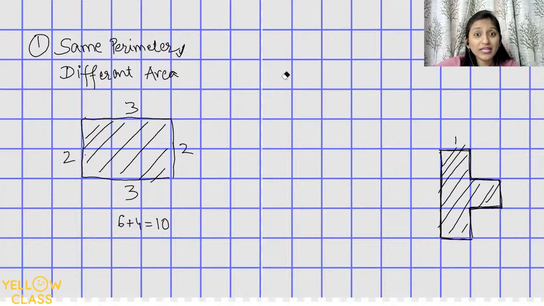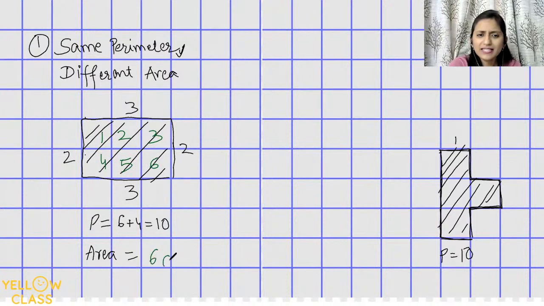So these two shapes I got have the same perimeter, which is 10. So what about the area? Area is nothing but the squares in it. So 1, 2, 3, 4, 5, 6. That will be 6 centimeters square. We can say this is in centimeters. And what about this area? Again, 1, 2, 3, 4. So it is 4 centimeters square only.